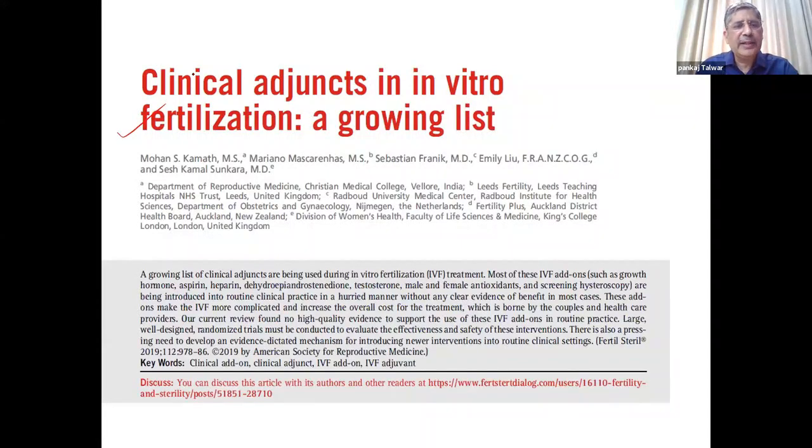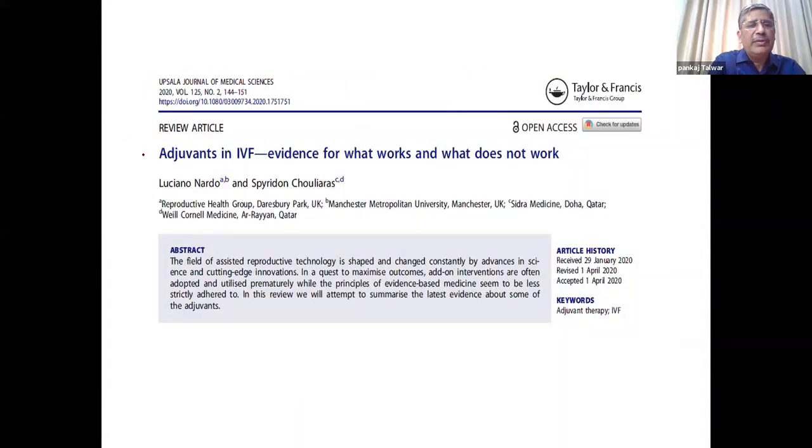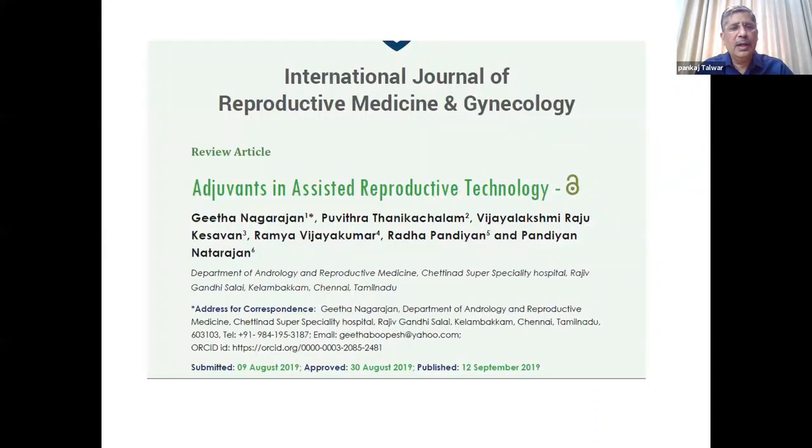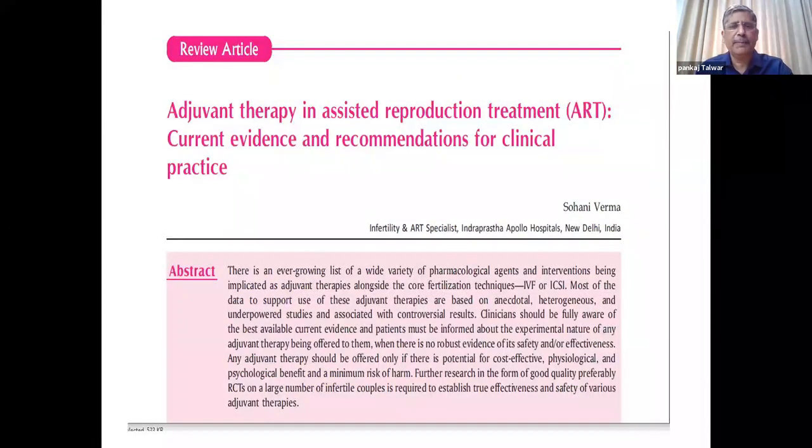I have referred to an article. This is the article which is basically from UK, and it talks about adjuvants in IVF, what works, what doesn't work, and this is basically from BFS. BFS means it's from British Fertility Society. Adjuvants in ART. This is again an article from India, very, very nice article. If you get time, read about it, but we'll be sending it to you also today.